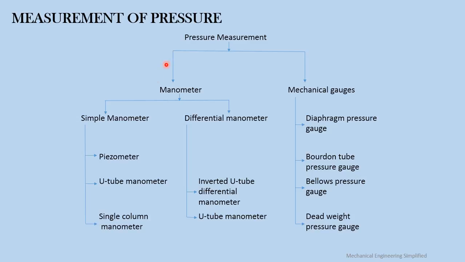Now that was all about pressure. Now, how to measure the pressure? For pressure measurement, there are basically two broad classifications of devices. One classification is the manometer and another is the mechanical gauges.